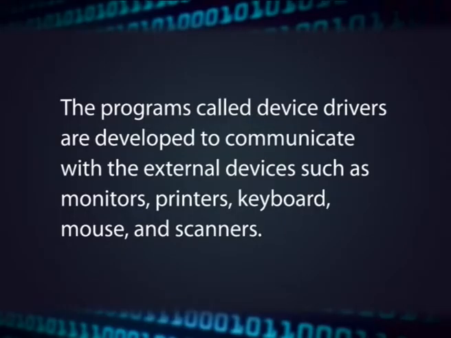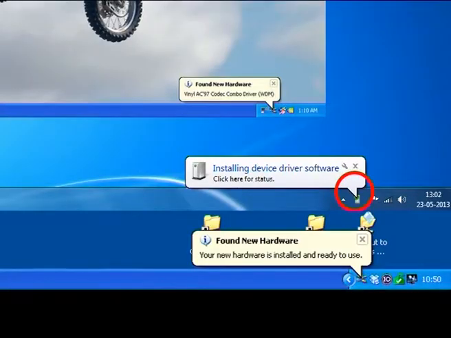The operating system is used to configure the devices connected to the computer system. The programs called device drivers are developed to communicate with the external devices such as monitors, printers, keyboard, mouse and scanners. Most operating systems today have built-in drivers for the most commonly used peripheral devices. The operating system looks for new devices if connected during the boot process. If a new device is found, the operating system tries to install the appropriate driver in order to get the new hardware ready to use.